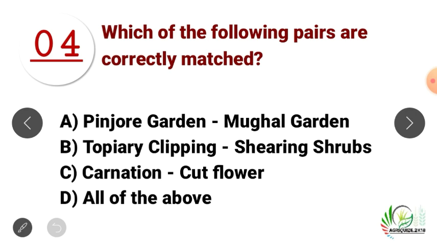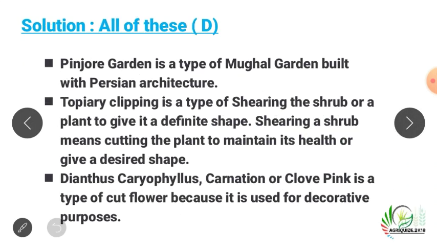Question 4. Which of the following pairs are correctly matched? Here all the pairs are correctly matched, as Pinjore garden is a type of Mughal garden, topiary clipping is a type of shaping the shrubs, and carnation is a type of cut flower as it is used for decorative purpose.